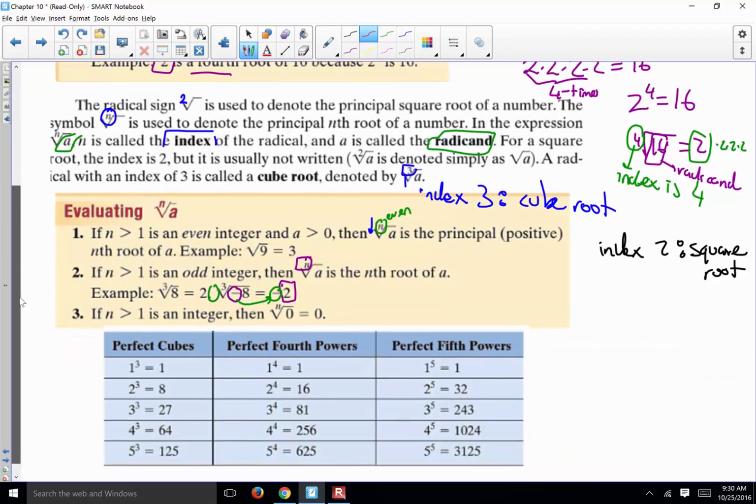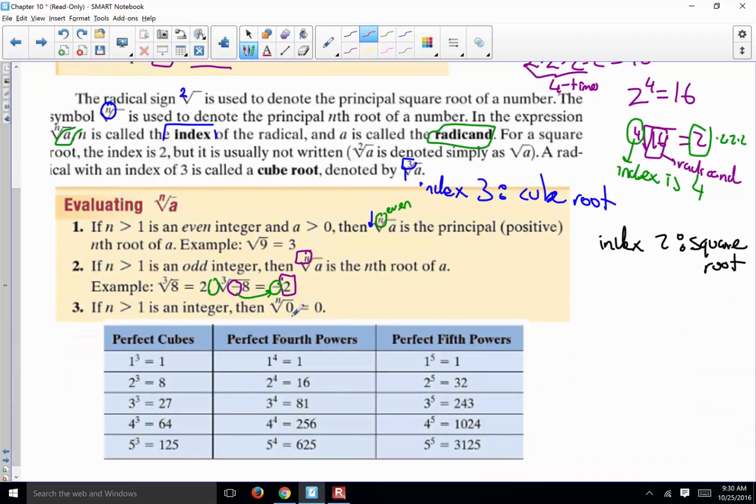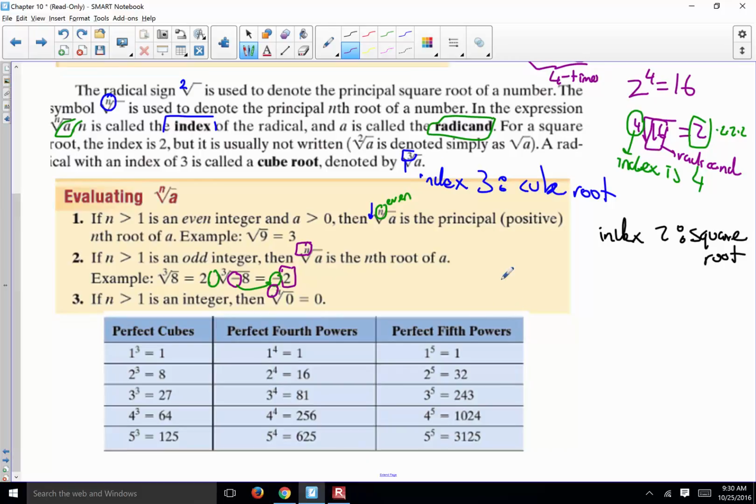Okay, going back. For square root of 0, you don't have to worry about odd or even. It's always 0. So any kind of index with 0 inside, it's always 0. So here is a list of powers of numbers in case you didn't know. I don't want you to go sit down and memorize these, but at least know the cubes of some basic numbers, like 5 cubed is 125.